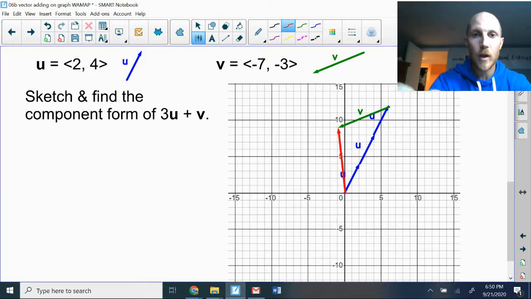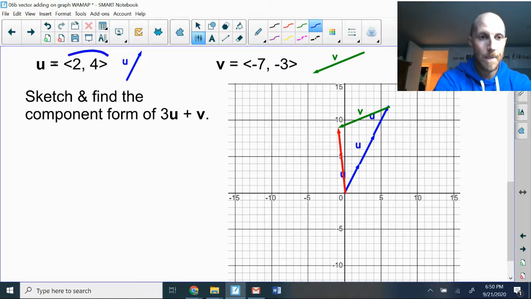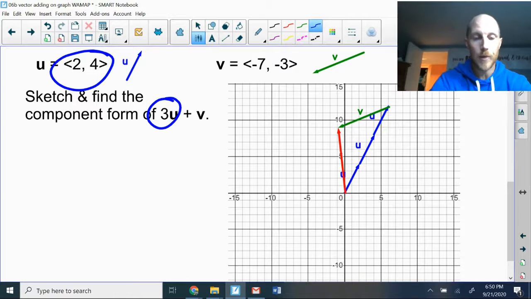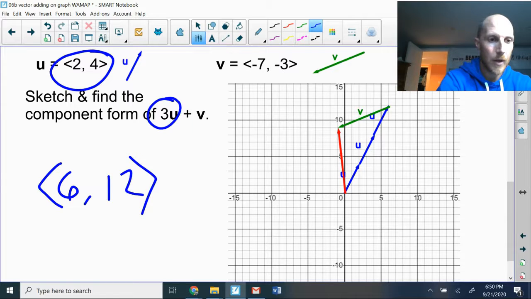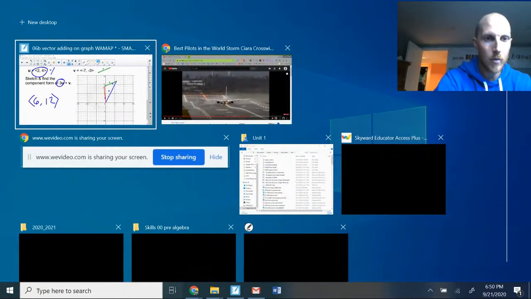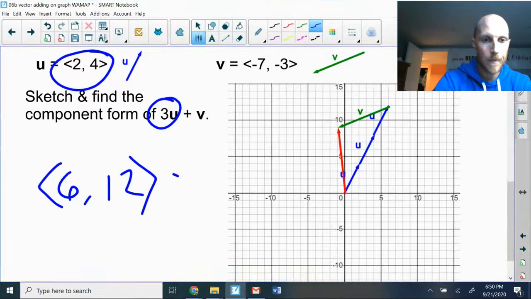Okay, so if I want to work this out in component form, I'm going to do this in a couple of pieces. First, I'm going to take vector u, and I'm going to multiply it times 3. We just did that a minute ago. So 2 times 3 is 6, 4 times 3 is 12. That is 3u. I would label it on the left, but when I tried to write over there, it did weird things with my computer screen. So we'll just leave it there.